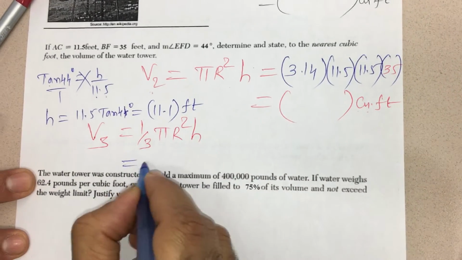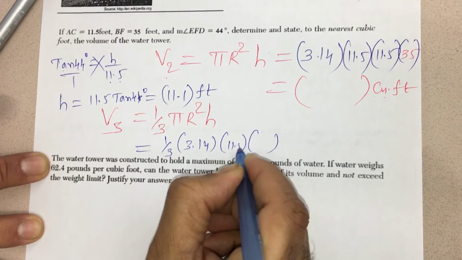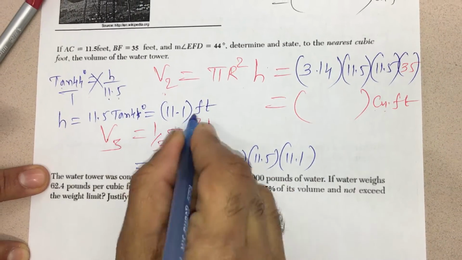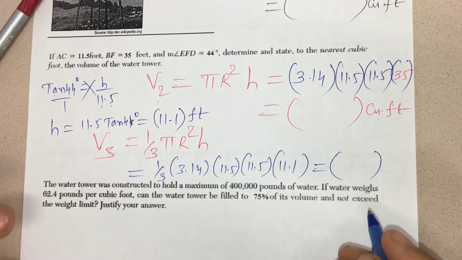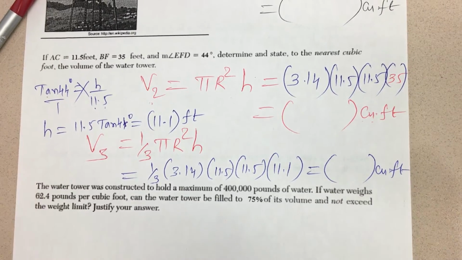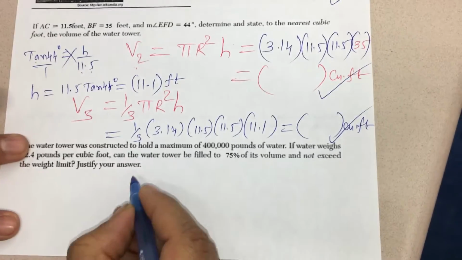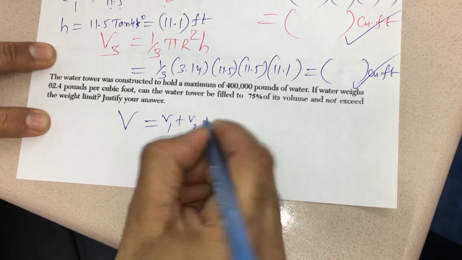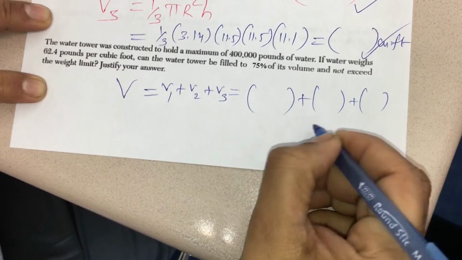Next, 1/3 pi, which is 3.14, times radius times radius, the same thing, 11.5, times the height. The height I got is 11.1, which I am using. I don't know how much this number is, I am leaving it so that you get cubic feet here. Now I calculated volume 1, volume 2, volume 3, but I want the total volume of this tank. For that I can write V is equal to V1 plus V2 plus V3. So add these three values so that you get the final volume.